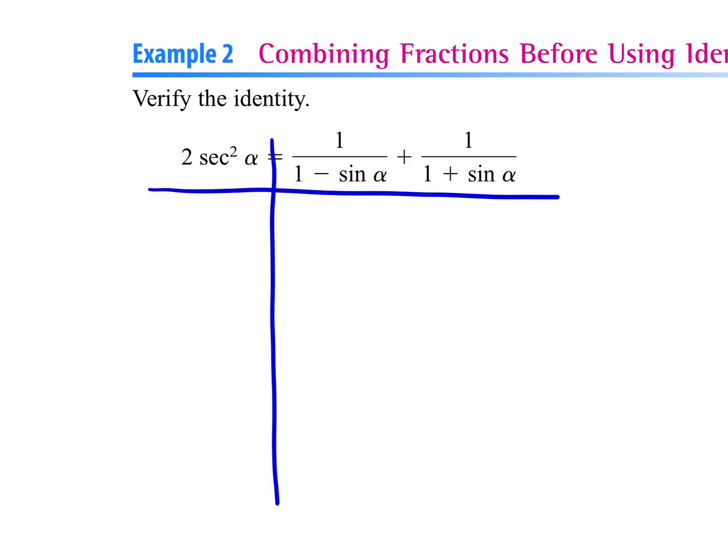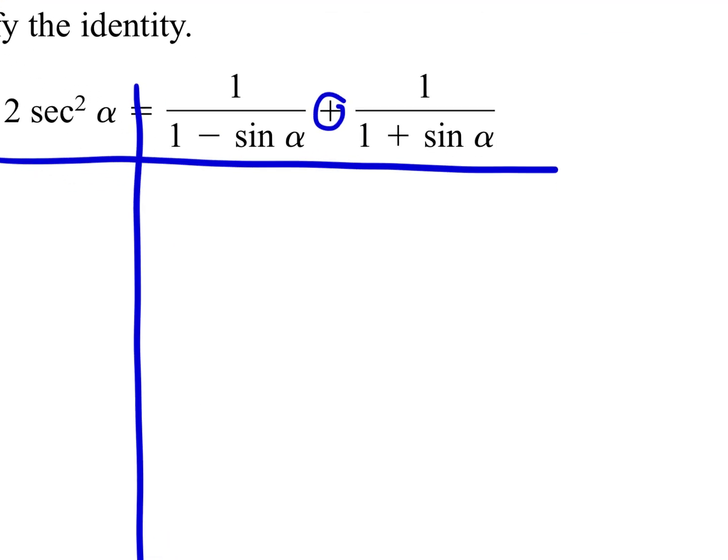Now looking at the right side, it says to add. So we've got two terms here. On the left side, we just have one term. We have a secant squared. So I want to end up combining these together to just be one term. What do I need when I'm adding with fractions? Common denominator. So let's make these have a common denominator.